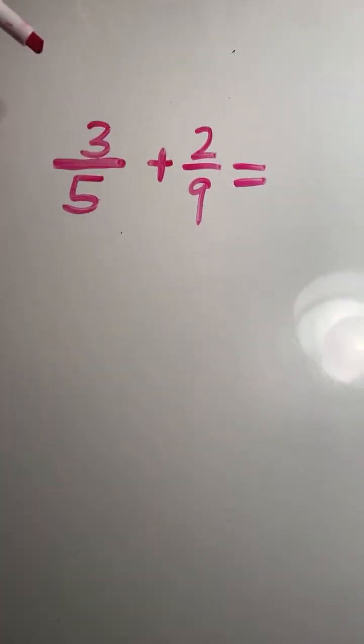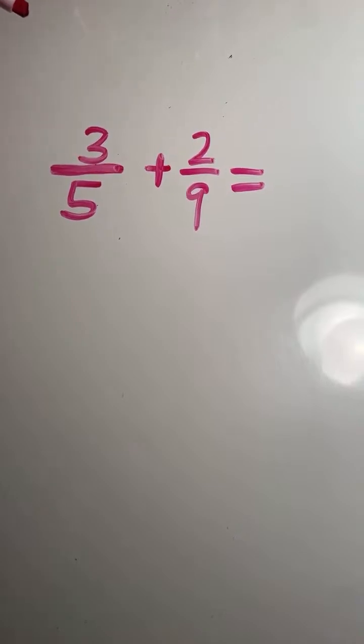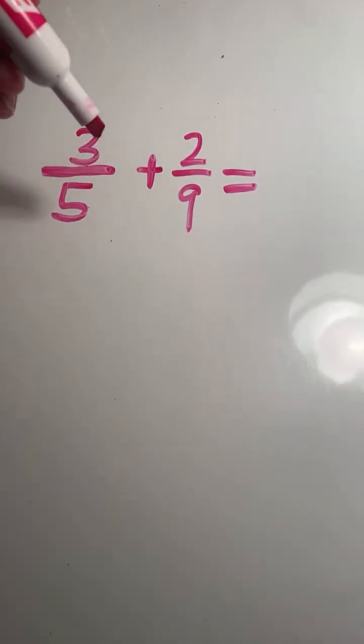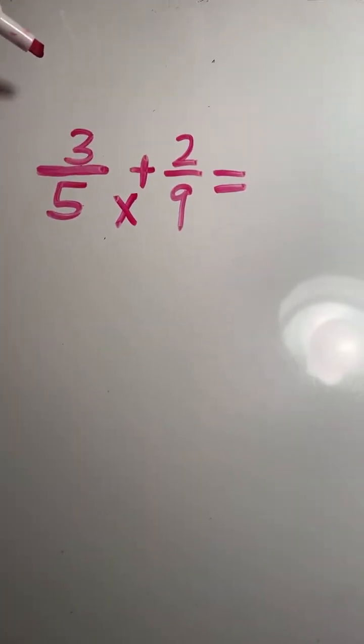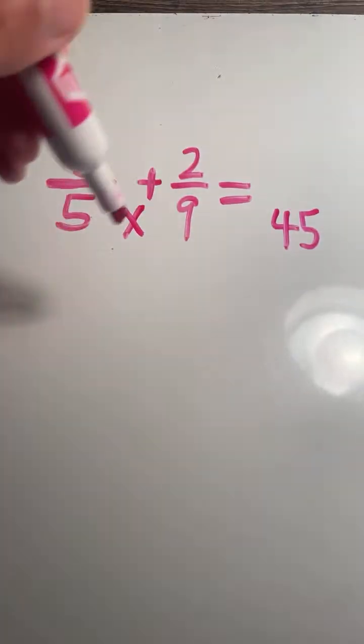3/5 plus 2/9. Step 1, we have to multiply our two different denominators to get a common denominator. 5 times 9 equals 45. So 45 is our common denominator.